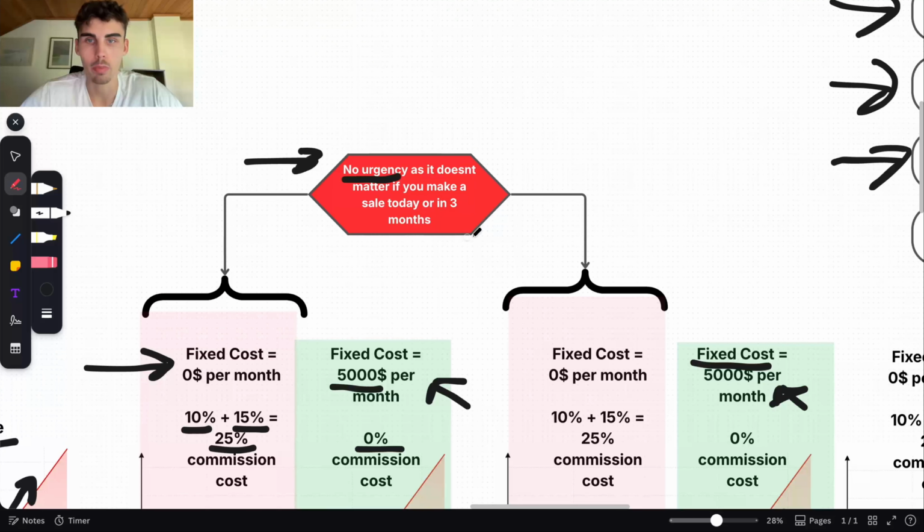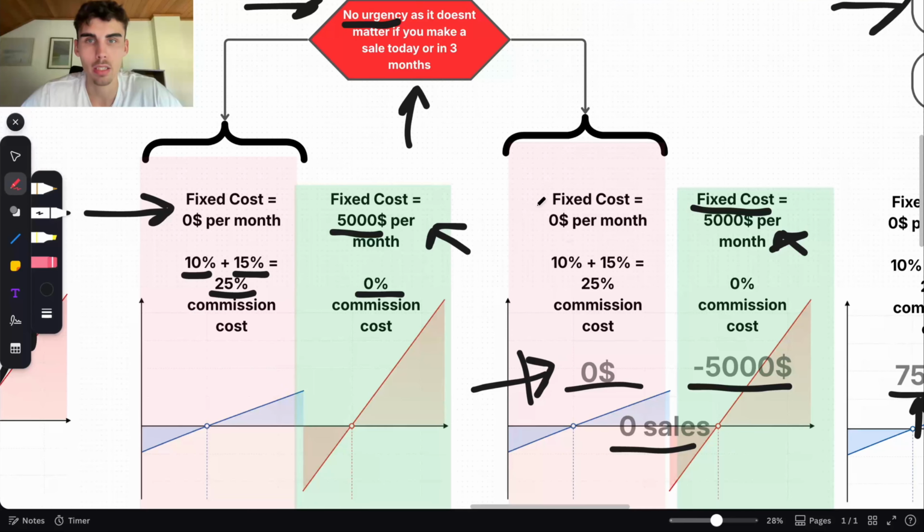Because, okay, I didn't lose any money, it doesn't matter, I'll just test, I'll take some time, I'll think about it, I don't know, go to Bali or whatever, because I didn't lose any money. So with this type of business, at the beginning, you're not losing any money. So what this means for you psychologically is that you have no urgency because it doesn't matter if you make a sale today or in a couple months. But now let's look at the other side.